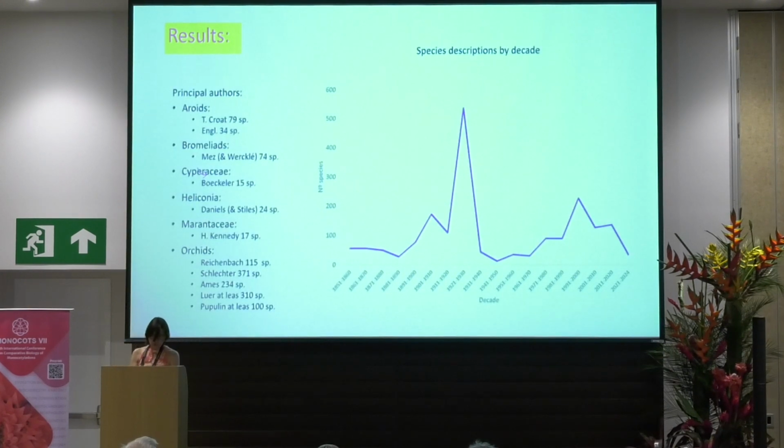The average of new taxa publication between 1853 and 2023 is 105 per decade, with the highest number in 1923 to 1930, when Rudolf Schlechter and O. Ames described hundreds, here, more than 500 new orchid species collected by Alberto Brenes, Paul Standley, Carl Lankester, among others.